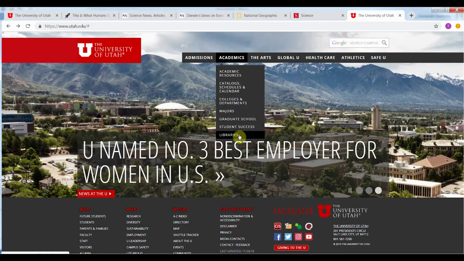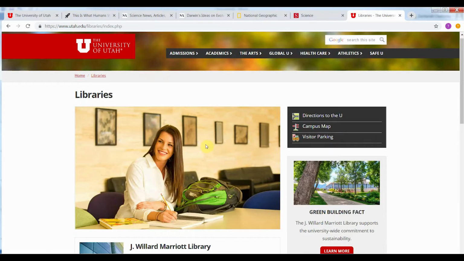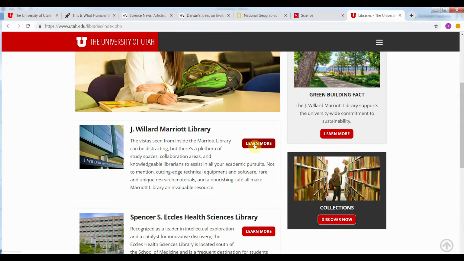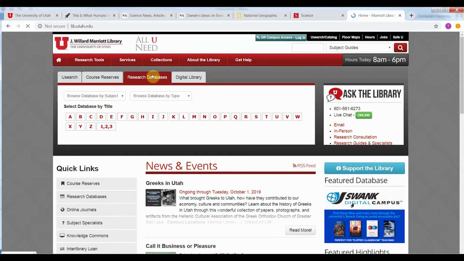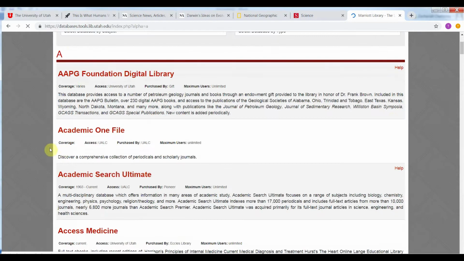We go to libraries, and then we go down to the J. Willard Marriott Library, and we click on that. And then there's this group of tabs right here, and the one that we want, and one we're going to return back to several times this semester, is called research databases. So if I click on research databases, I get an alphabetical list. It contains all of these different databases listed under every letter of the alphabet.